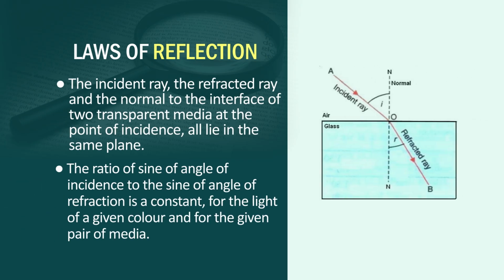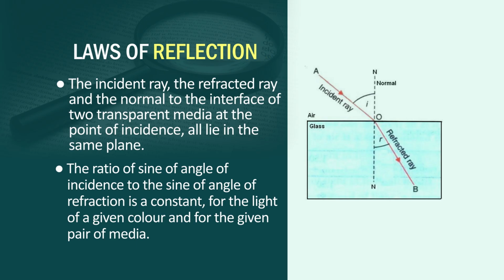The incident ray, the refracted ray and the normal to the interface of two transparent media at the point of incidence all lie in the same plane. As you can see in the picture, the normal NO, the incident ray AO and the refracted ray OB, which is in the glass, are lying in the same plane and at the same point.